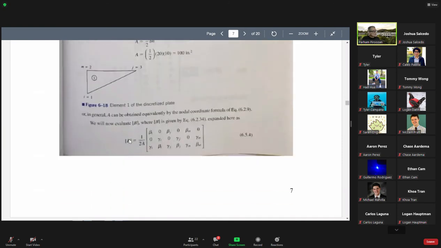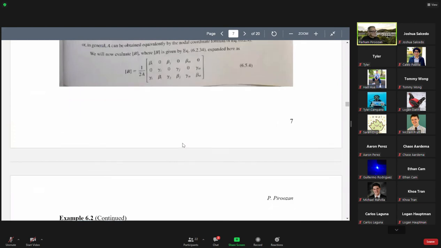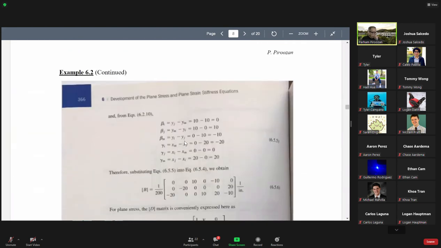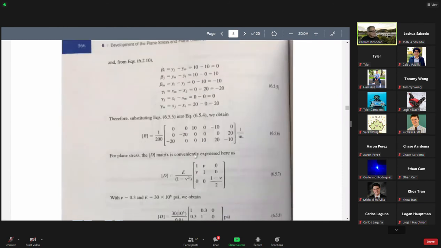We need to find this B matrix. This is the B matrix. These are betas and gammas, and we need to find them, similar to what we did today. So this is our B matrix for element 1. As you see, these are all constants. These are numbers. There are no x's or y's here.